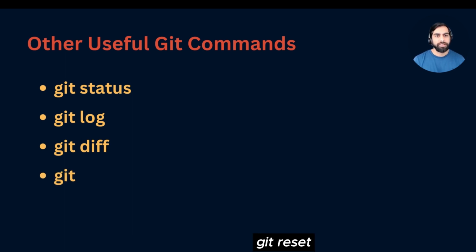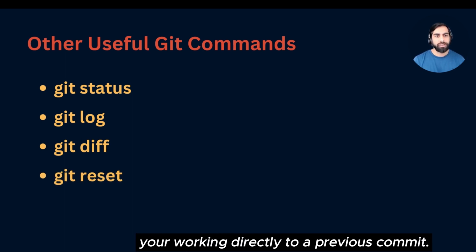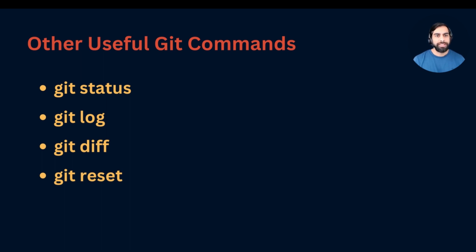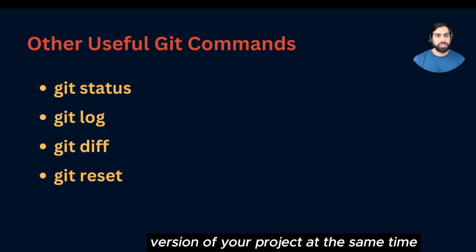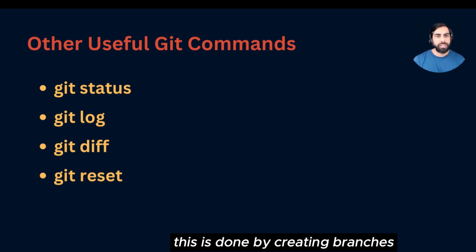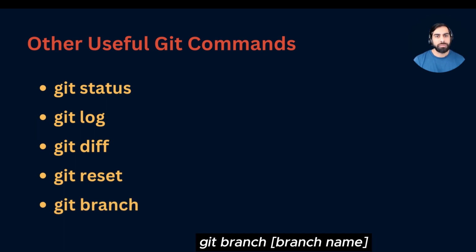Git reset. This command resets your working directory to a previous commit. This is a useful command to run if you make a mistake and want to undo your changes. Git allows you to work on different versions of your project at the same time. This is done by creating branches. A branch is a pointer to a specific commit in your history. To create a new branch, run the following command: git branch branch-name.